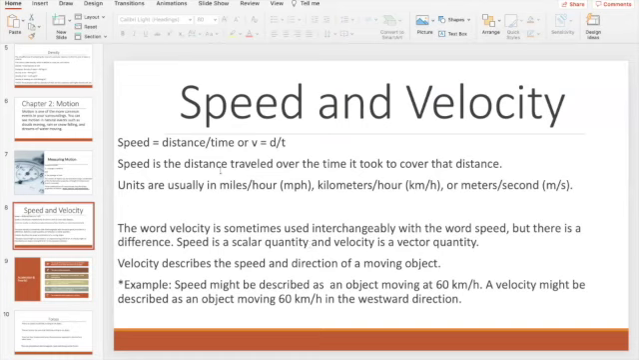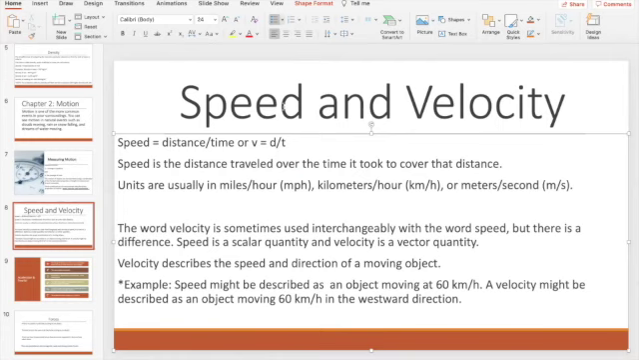Your speed is your distance over time, and your velocity is the change in distance over the change in time. The SI units for speed and velocity would be meters per second, but in several different countries you'll see kilometers per hour, or miles per hour, which is what we use here in the US.